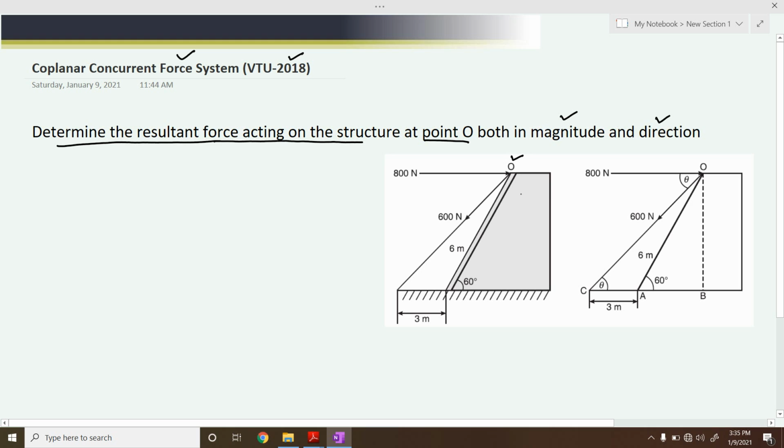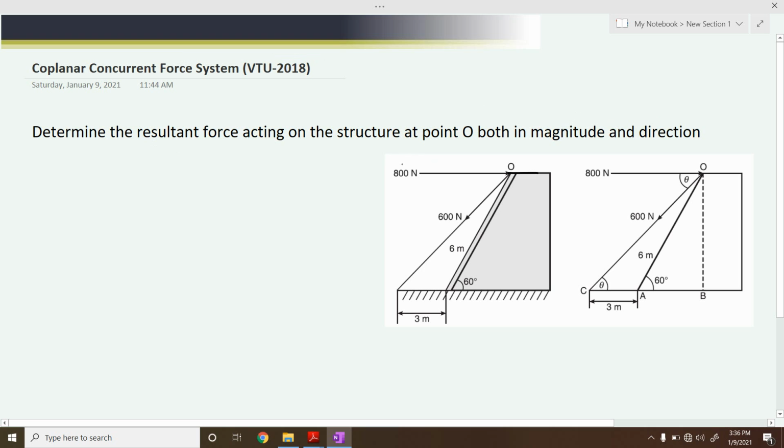So now this is one structure which is being given here. One force of 800 Newton is applied and another force of 600 Newton is applied, which is moving away from the point O. Now this length they have given, that is 6 meters, which is inclined at an angle of 60 degrees, and this horizontal they have given as 3 meters. So this is the data they have given. Based on this data, let us try to do the calculations.